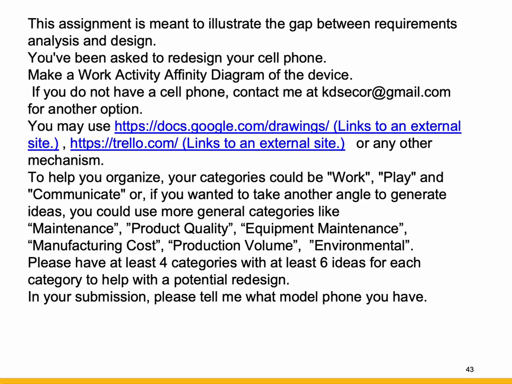Most students enjoy the work, play, communicate categories. Those tend to generate the most easy ideas at first. But again, at the end here, it says, please have 4 categories with at least 6 ideas for each category to help with the potential redesign. Also in your submission, please tell me what model phone you have. If you do it in Trello, you can just send me the link. You can submit the link when you submit your homework.